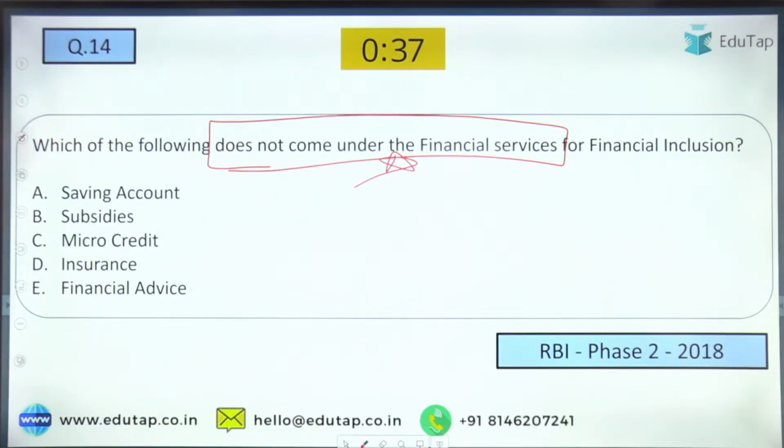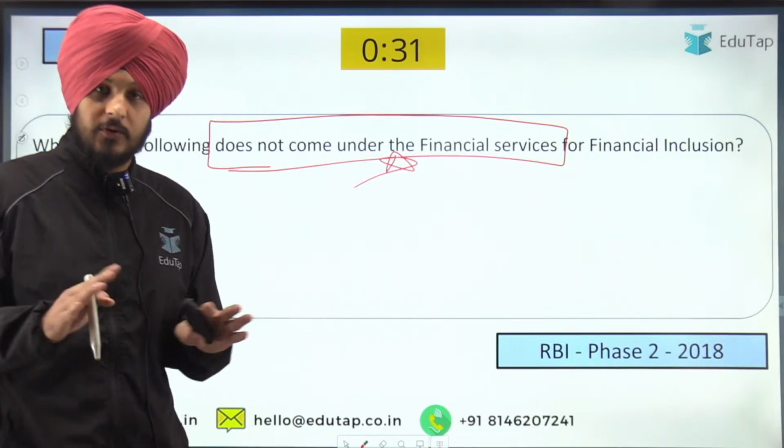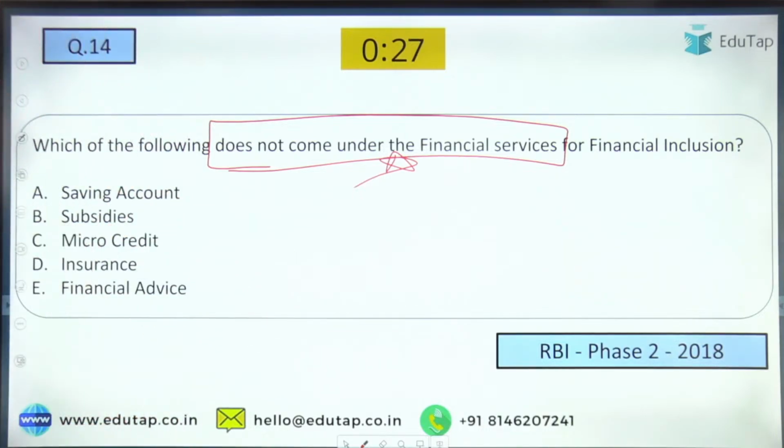So just for the comparative analysis regarding the difficulty of the topic, we look at these questions also from different exams so that it gives you a better idea. Fine. So please try to mark your answers. Saving account, subsidies, microcredit, insurance, or financial advice. What is going to be the answer? Financial services under financial inclusion. Tell me.